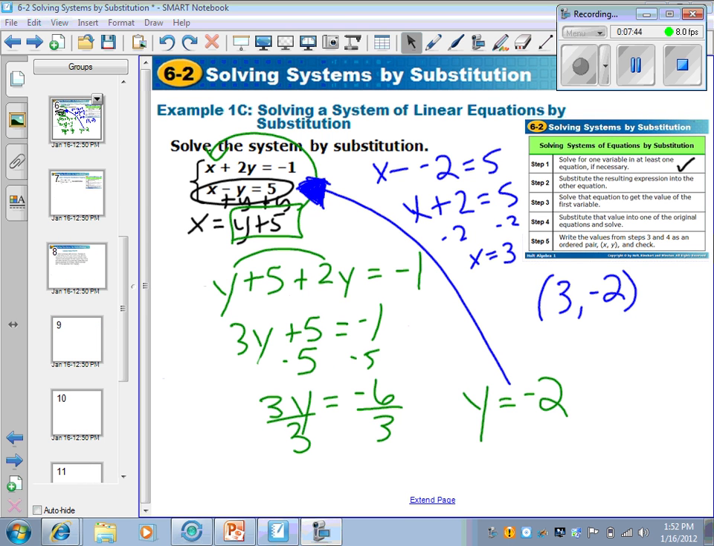Okay, so now I'm showing my work, how I got from the equation x equals y plus 5, plugging it back in for the top equation. Now, Ms. Sokolowski, she asked a really good question. She said, well, why can't I plug this equation back in for this one? Why can't you do that? Think about that really quickly. Why can't I plug this equation back in for that equation?